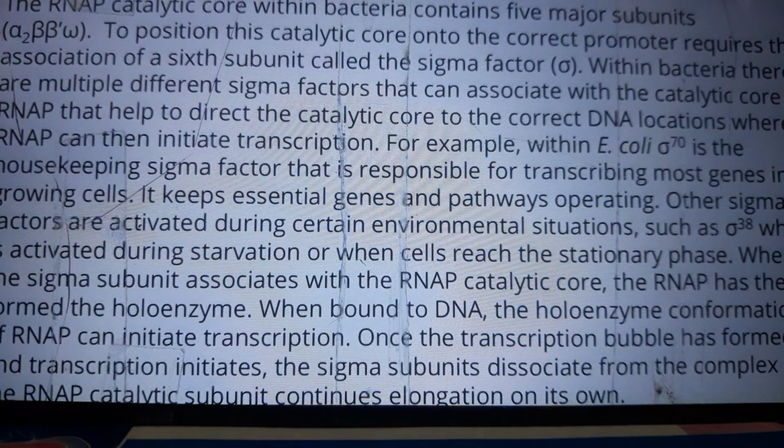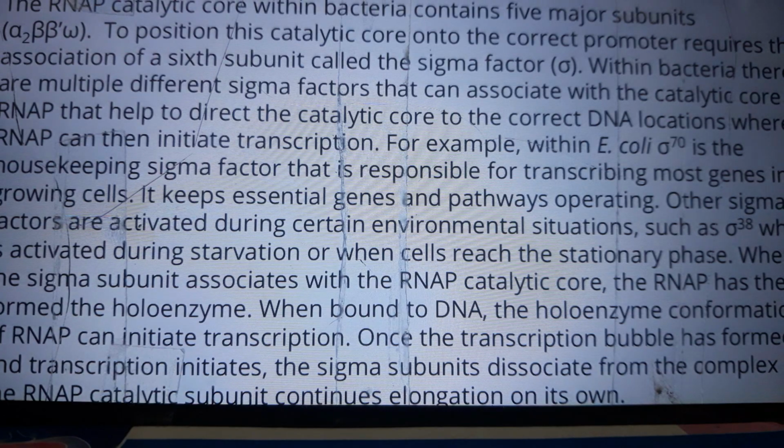The RNAP catalytic core within bacteria contains 5 major subunits: alpha, alpha, beta, beta prime, and omega. To position this catalytic core onto the correct promoter requires the association of a 6th subunit called the sigma factor, sigma. Within bacteria, there are multiple different sigma factors that can associate with the catalytic core of RNAP that help to direct the catalytic core to the correct DNA locations where RNAP can then initiate transcription.